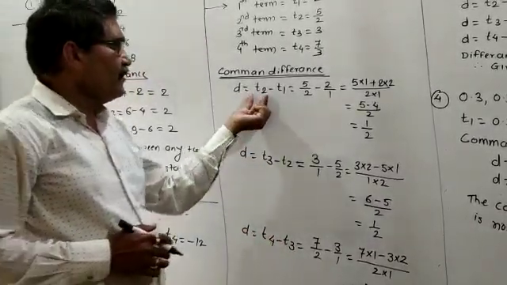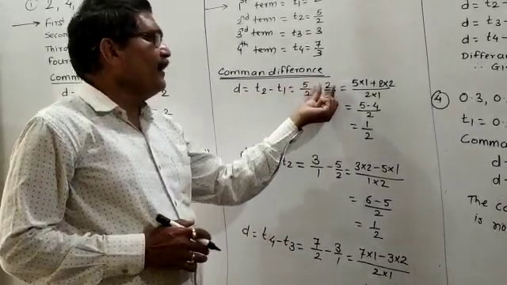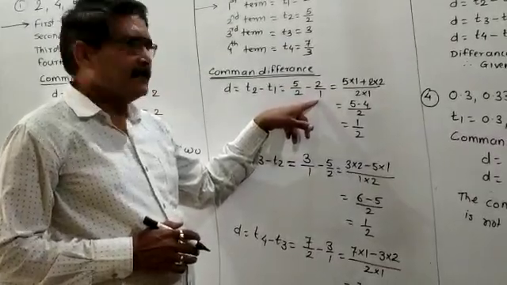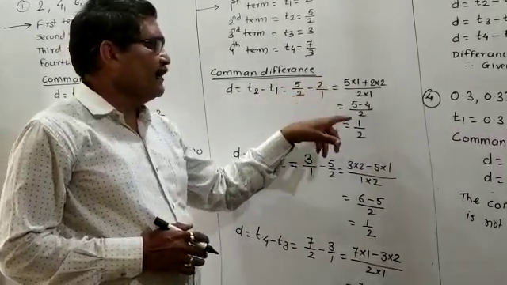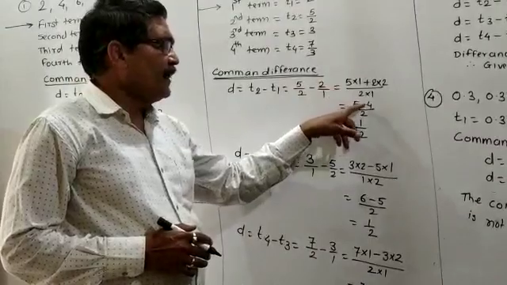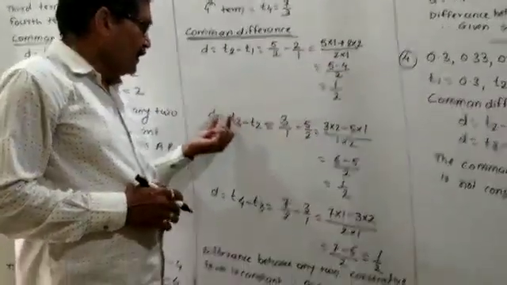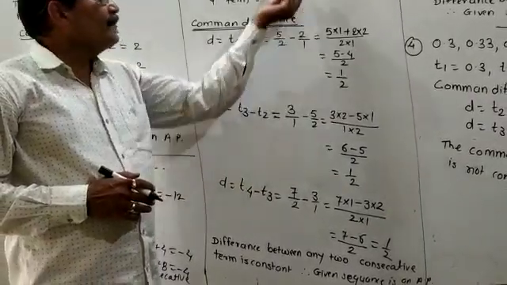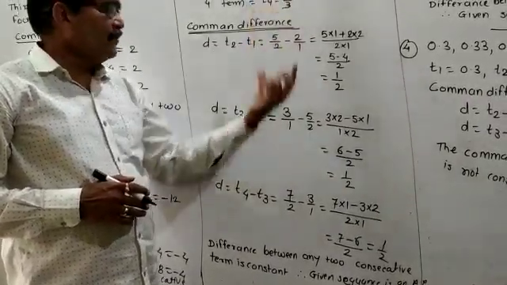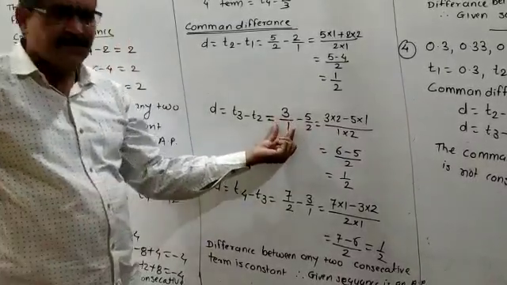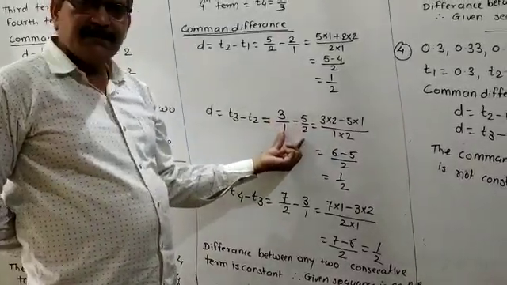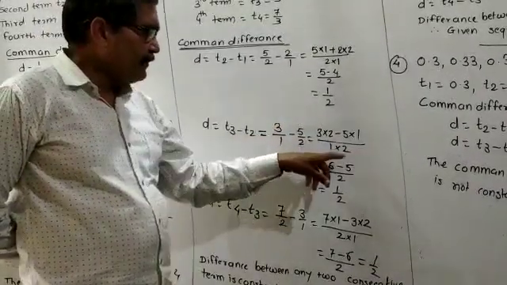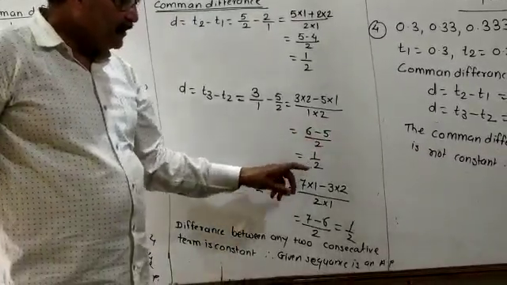Put the values in T2 minus T1: 5 upon 2 minus 2, where 2 means 2 upon 1. Here the denominators are not the same, so do the cross multiplication. 5 multiplied by 1 minus 2 multiplied by 2, upon 2 multiplied by 1. 5 minus 4 is equal to 1 upon 2. Then d is equal to T3 minus T2, which is 3 minus 5 upon 2, where 3 is 3 upon 1. Cross multiplying, 3 multiplied by 2 minus 5 multiplied by 1, upon 1 multiplied by 2. 6 minus 5 upon 2 is equal to 1 half.